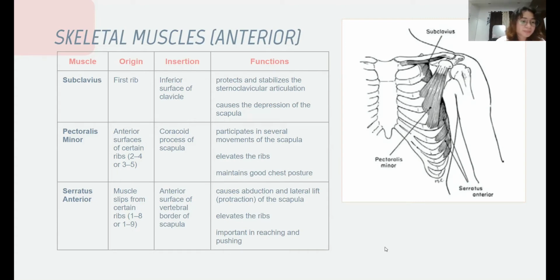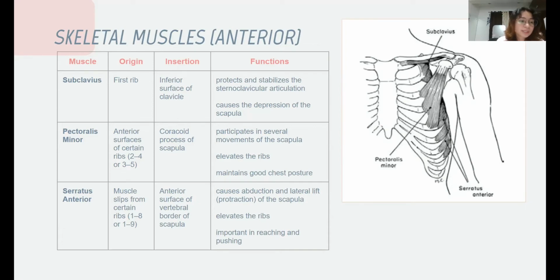of the scapula. Pectoralis minor participates in several movements of the scapula, such as the downward rotation, anterior tilt, depression, and the combined movements of abduction and lateral lift. When the scapulae are stabilized by the adductors, the contraction of this muscle elevates the ribs where it originates. And even without contraction, it still exerts a slight upward and outward pull on these ribs. Therefore, this muscle contributes to inhalation and good chest posture.